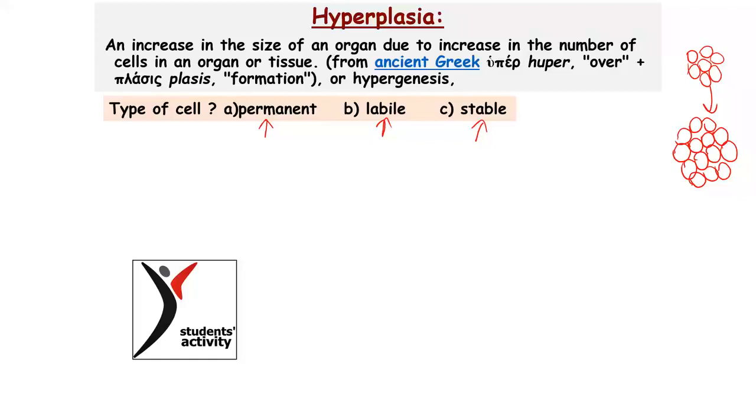Labile cells and stable cells can proliferate, and so they can undergo hyperplasia. Permanent cells cannot proliferate, so the only adaptation that can occur in permanent cells, if I need more increase in the size of the organ, is hypertrophy. Labile cells and stable cells can undergo hyperplasia and even hypertrophy in addition.